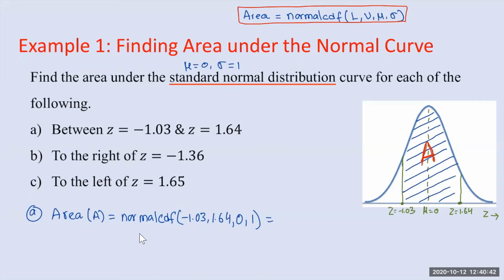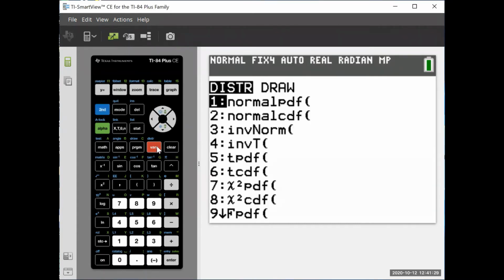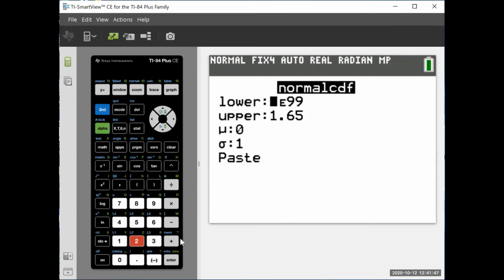So we are going to type this in our TI-84 calculator to get this result. Now I'm going to show you how we can type this in our TI-84 calculator. In our TI-84 calculator, we go to second, and then vars, V-A-R-S. By pressing second and vars, you'll get the list of distributions. If you look at your note catcher, you know that in this case, we need normal CDF, which is number 2. So press number 2.